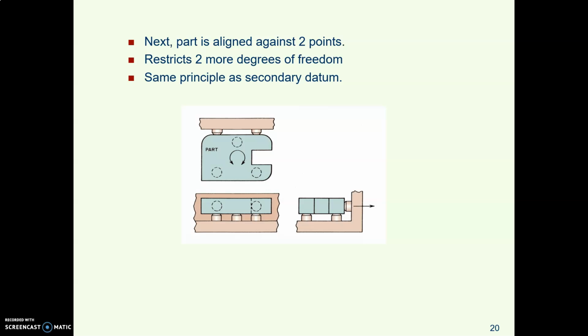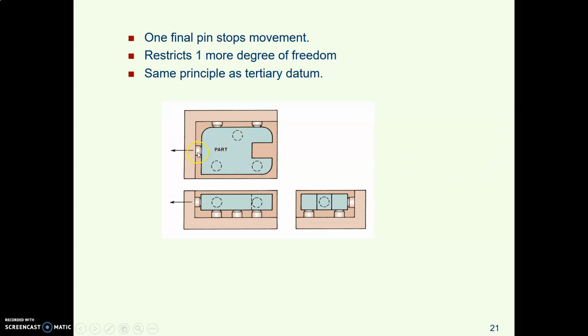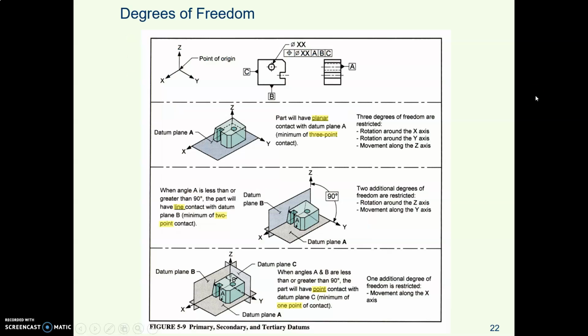Then the secondary datum, or the 2 pins in your jig and fixture, restrict 2 more degrees of freedom. That's like your secondary datum. And 1 more pin stops the part from moving at all, and that is like 1 point of contact in the tertiary datum. So 6 degrees of freedom. Primary has 3 points of contact, secondary has 2 points of contact, tertiary has 1 point of contact, and here those datum identifiers are in order in the feature control frame.